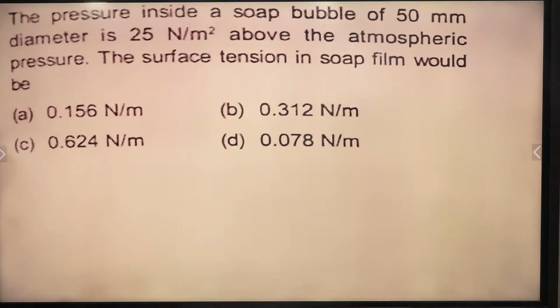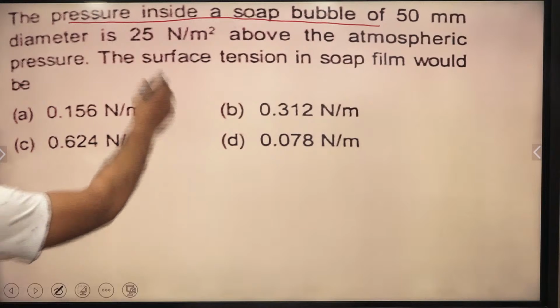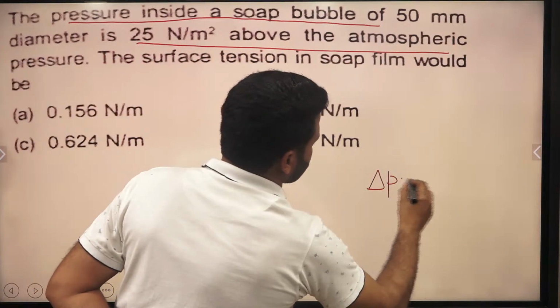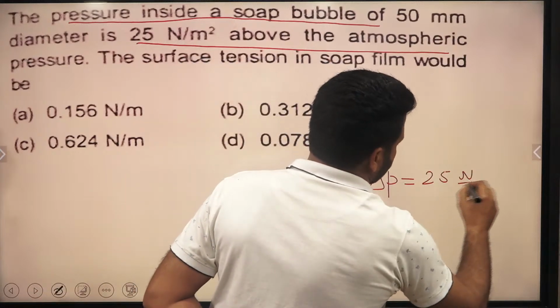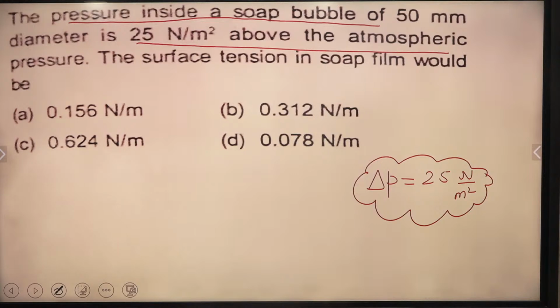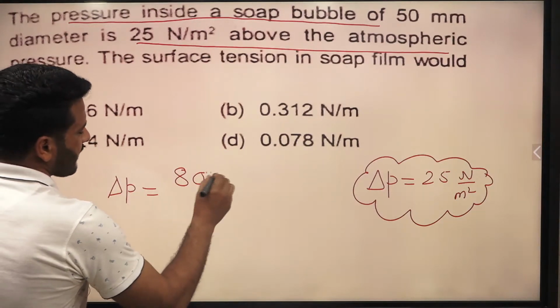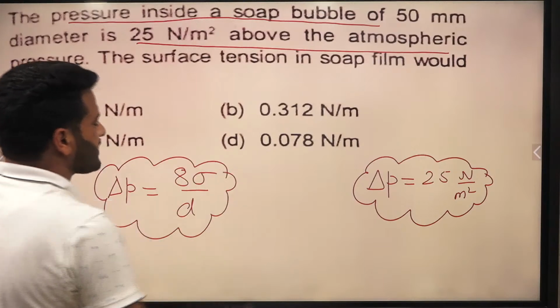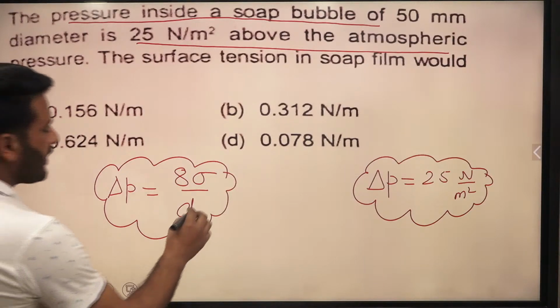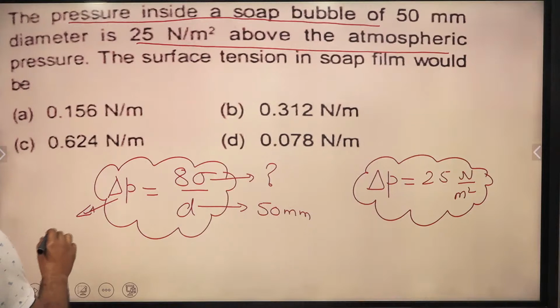So in the question, the pressure inside a soap bubble of 50 mm diameter is given. This pressure is above the atmospheric pressure, so simply the excess pressure is given to us, 25 Newton per meter square, because the question says above atmospheric pressure. Fine. And we need the surface tension in the soap film. The formula you know very well: the excess pressure delta P is nothing but 8 sigma by D, where sigma is the surface tension and D is the diameter of the soap bubble. The diameter is given as 50 mm. We have to calculate this sigma, the surface tension. So let me know what the answer is.